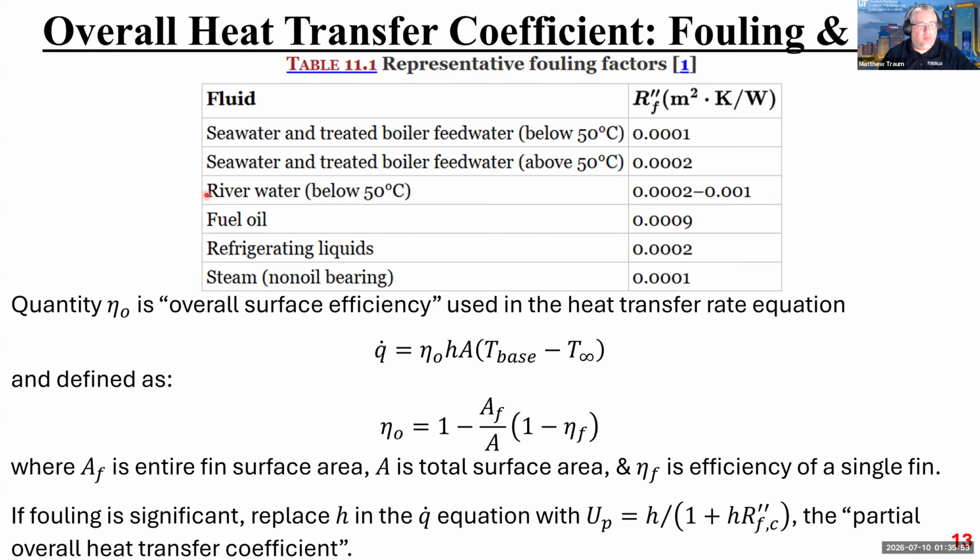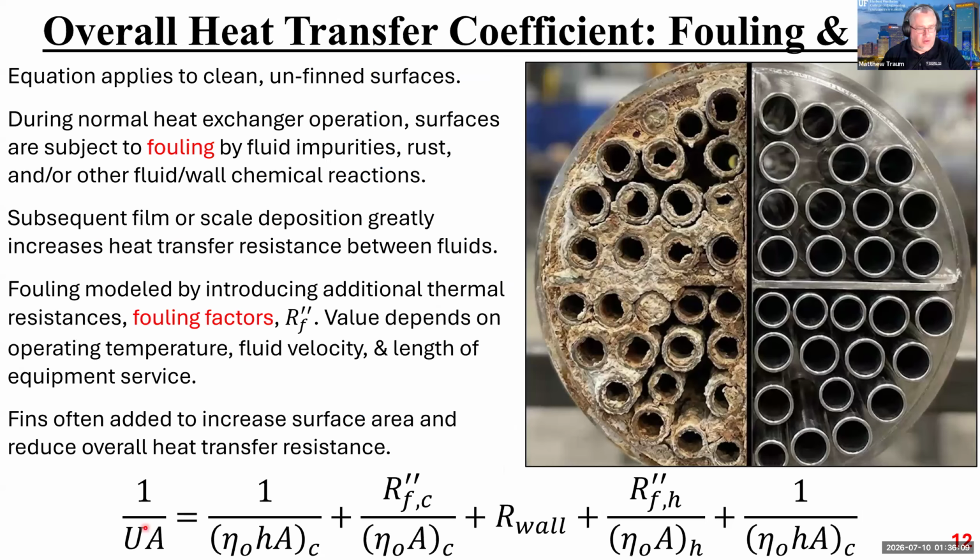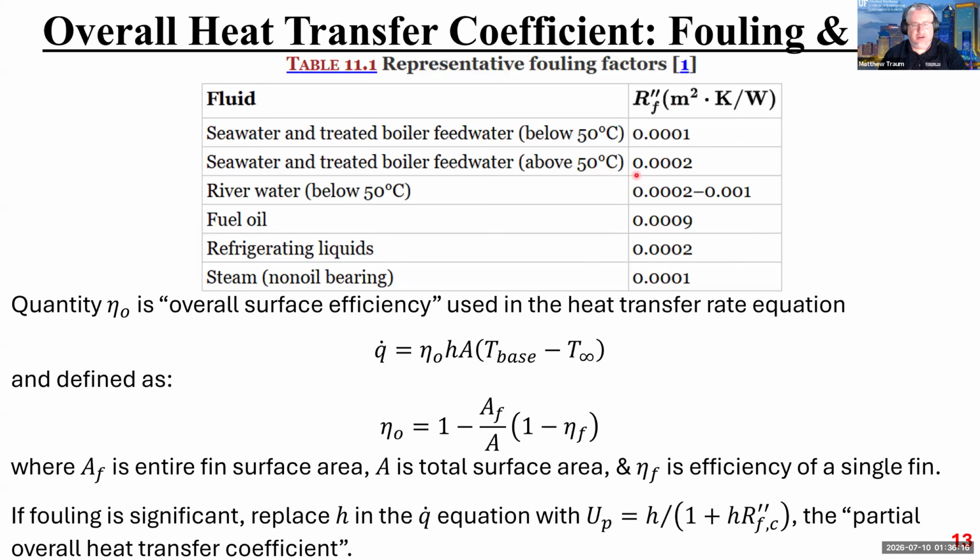Okay. River water, we have a range there. Fuel oil, we have a value there. Refrigerating liquids, we have a value there. And steam, non-oil bearing steam, we have a value there, right? So if you're using this equation and you suspect fouling and you don't have really any information except for the types of fluids that are running through your heat exchangers, you can go to this table and, if you have seawater and treated boiler feed water, you can use either one of these values, because apparently there are different values for the same fluid.